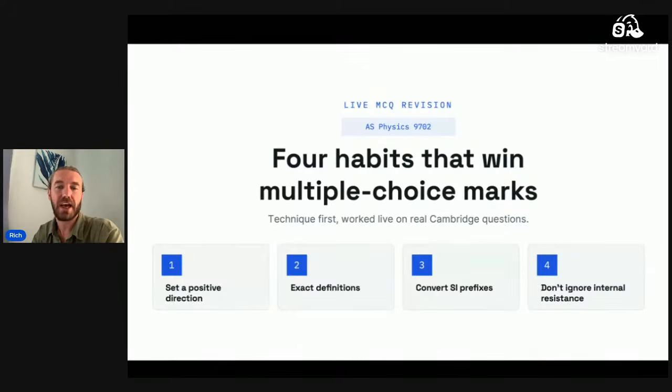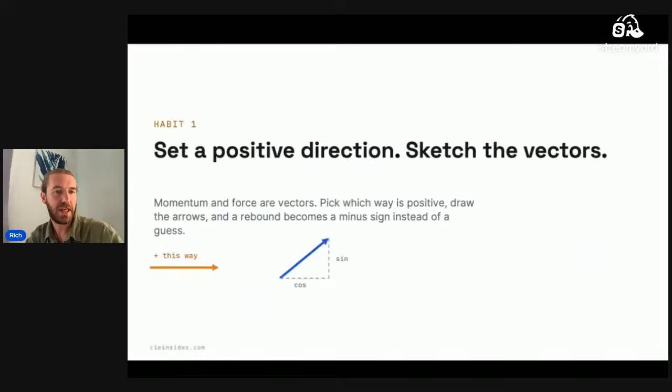How I generally teach it at A level is to just be clear on how you're going to put that into your calculator. It does not need to be correct standard form to put it into your calculator, with a times 10 to the and then a power. And then finally, don't ignore internal resistance. That is specific to some of the electricity questions. So we'll jump into that.